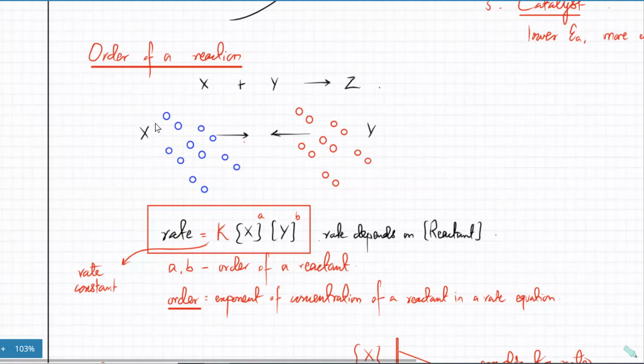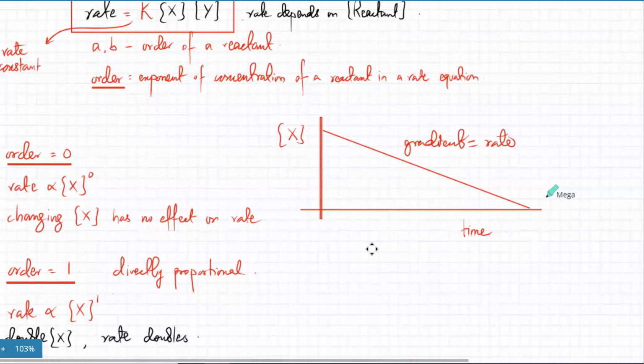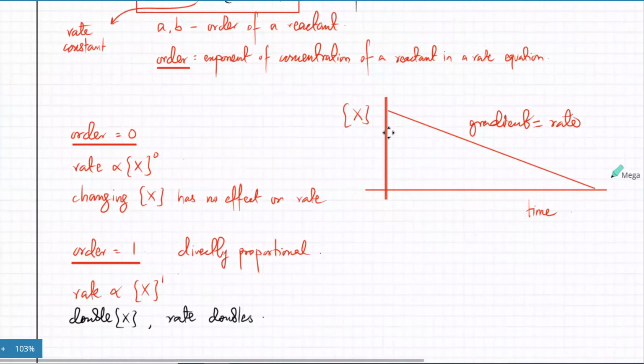So over time, what's happening is that the reactant is getting used up. So the reactant will go to 0 eventually. But if you plot the change with respect to time, the gradient is the rate, and the rate is going to remain constant. The rate would remain unaffected. So it's going to start at a particular speed and it will just continue with that speed.